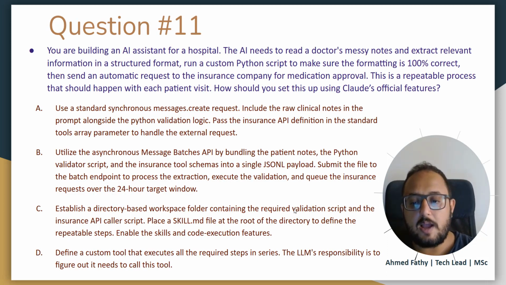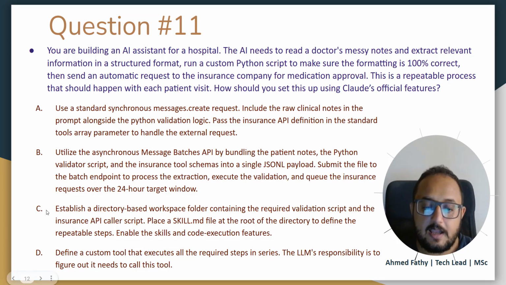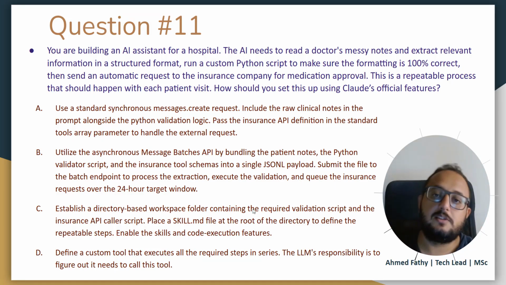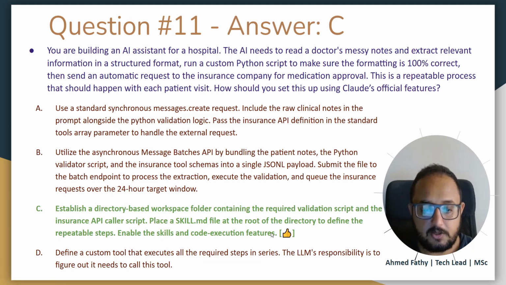Okay, so now try to answer this question. It seems there is a repeatable workflow, and so obviously the correct answer is going to be C. You actually create a skill.md file at the root of the directory that you create for this specific workflow. Let's call it insurance workflow, or insurance skill. Then you define the repeatable steps in this file. You have to enable the skills and code execution features. So this is the correct answer, answer C.